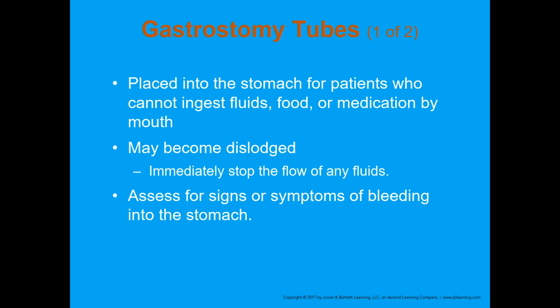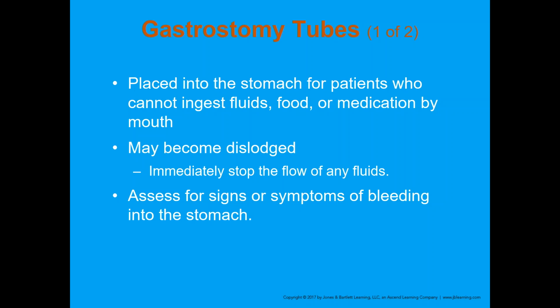G-tubes. Okay. G-tubes are gastrostomy tubes. They're placed in the stomach. This is for patients who can't eat, they can't use their mouth. This is how they get nutrition and medications. A lot of times you'll see these again in nursing home patients.